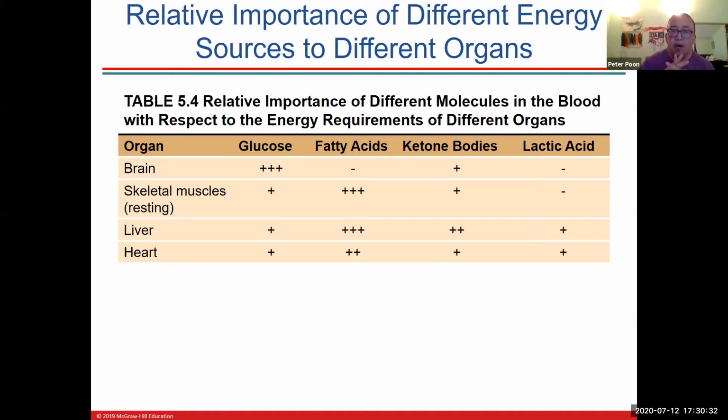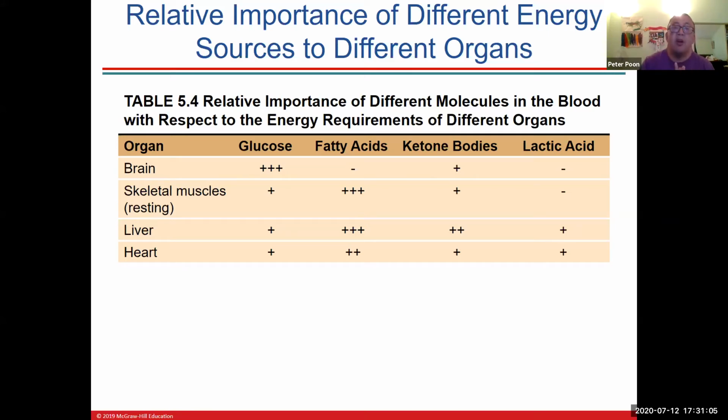So this is something I always wanted to explain. Different organs use different things. The brain uses glucose primarily. When people ask me, how do I do my best on a test? I'm like, eat a candy bar before the test. Your brain functions primarily on glucose. See how many pluses it has compared to other tissues? Your brain functions primarily on glucose.